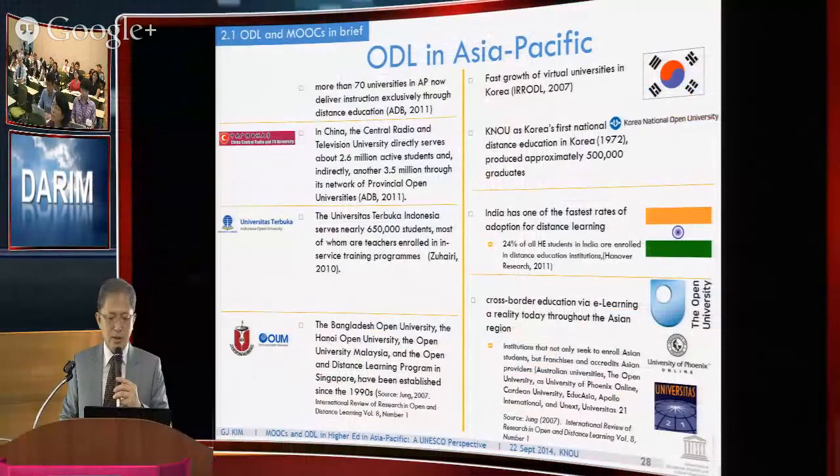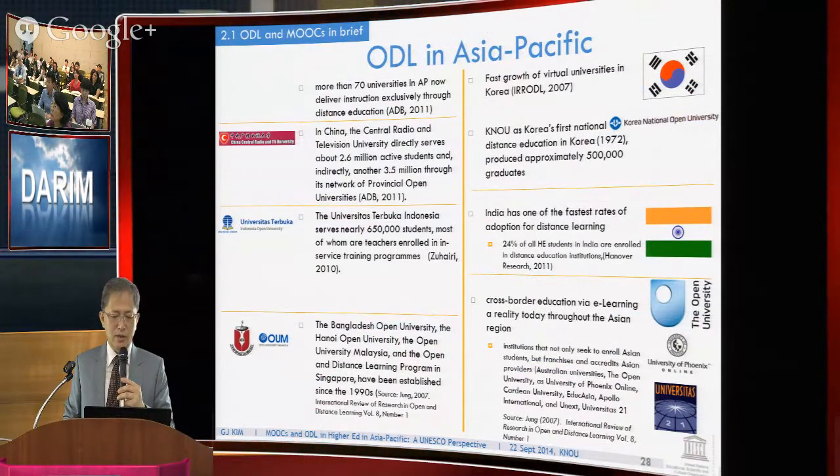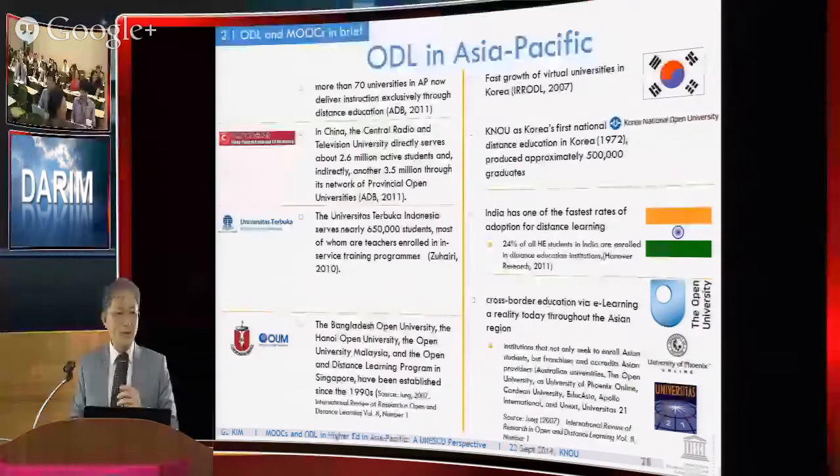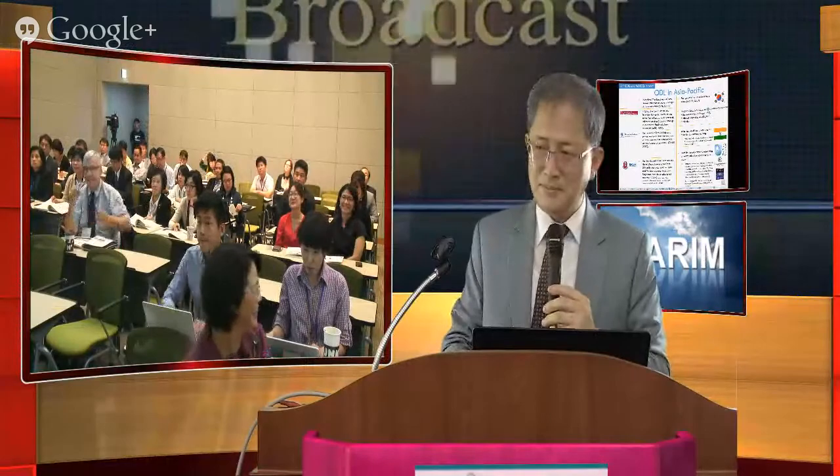So these are individual cases. More than 70 universities in Asia Pacific now deliver instruction exclusively through distance education. These are some country examples. Universitas Terbuka from Indonesia, and KNOU, etc. By the way, I realized that my colleagues in our office did quite an extensive literature review. It turns out that Professor In Sung Jung, who is with us, they used her articles more than several times, as you can see from the source. Thank you, Professor Jung.